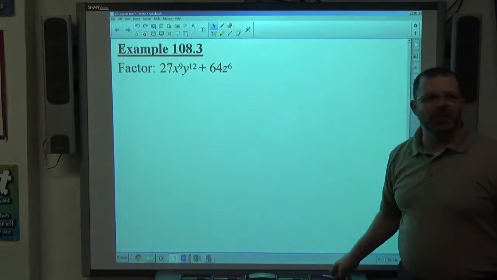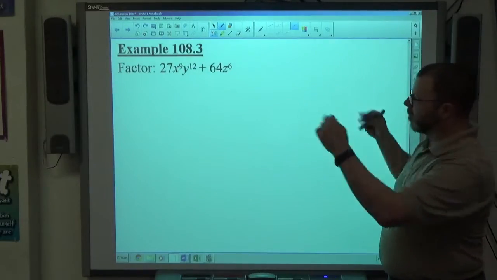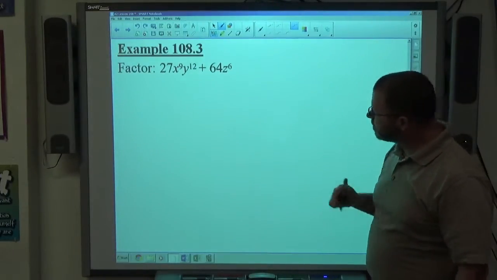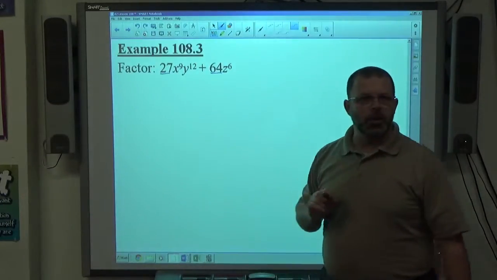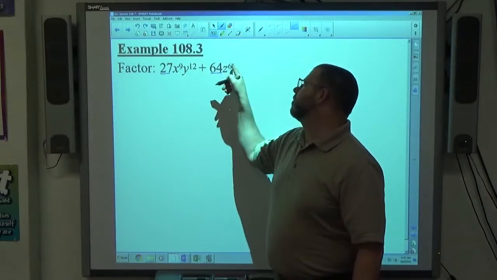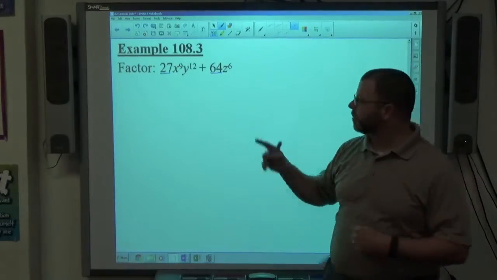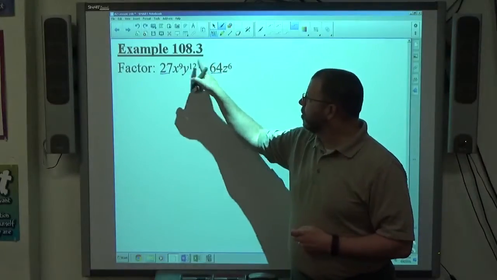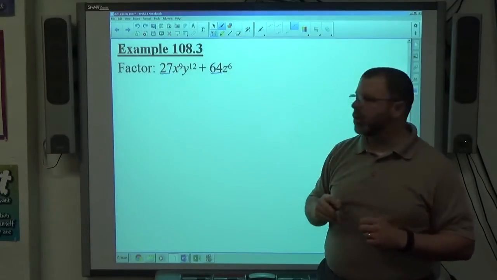The first one was so obvious I didn't even discuss it, but these last two, you start getting more stuff, so you want to look for common factors. So, perfect cubes: that's 3 cubed, that's 4 cubed, so we're good to go for numbers. X to the 9th, 9 divides by 3, 12 divides by 3, 6 divides by 3. Everything divides by 3 for the powers. That's the key for the powers. So, perfect cube, divides by 3, divides by 3, divides by 3. That establishes it as a sum of cubes.